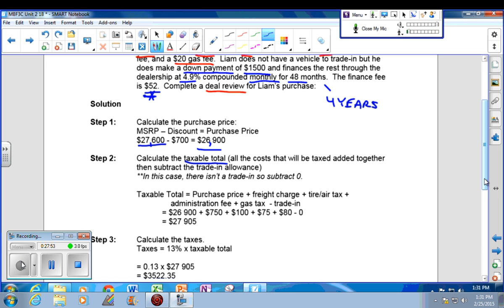It's the purchase price, which you already have there, your freight charge, your tire and air conditioning tax, your administration fee, your gas tax. That's your gas guzzler tax or your gas consumption tax. It keeps calling it gas tax. It's not, because gas is not taxed. It's the size of the engine of the vehicle that has that. And then any trade-in, which good old Liam didn't have. So we have all of those, and then we add them all up, and we get 27,905.